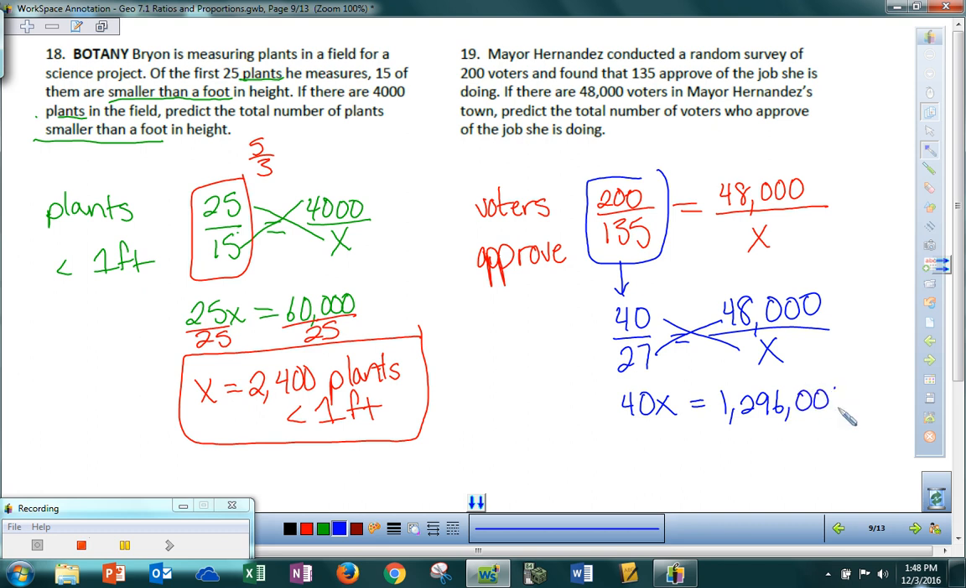$1,296,000. And then divide by 40 on each side. You can cross off an extra 0 if you want. So x equals 32,400. Again, we want to put a label on this. It's not just voters, it's voters who approve.